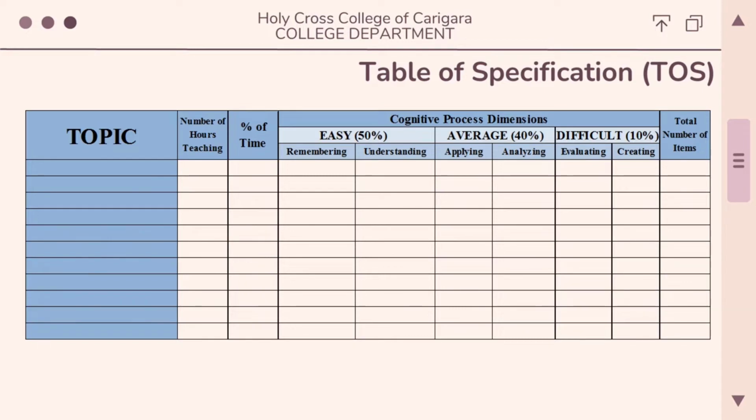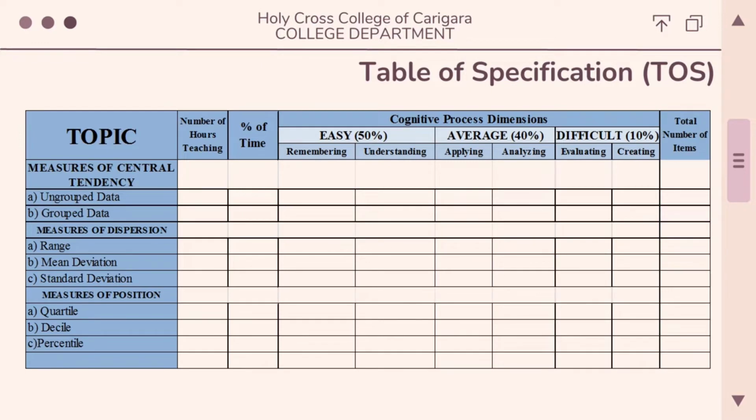So let's get started. Your TOS will look like this. In the first column, we will have the topic or the learning competencies discussed based on the curriculum guide. Next column will be the number of hours taught, followed by the percent of the time, then the placement of items based on the revised Bloom's taxonomy. As you can see, we have here remembering, understanding, applying, analyzing, evaluating, and creating. And in the last column, we have the number of items per topic.